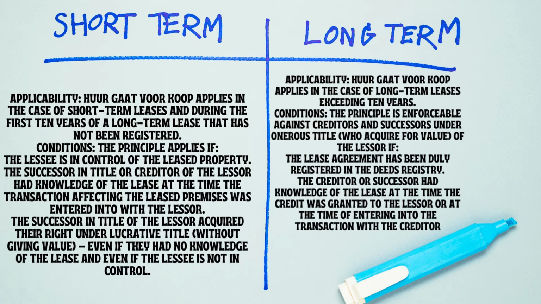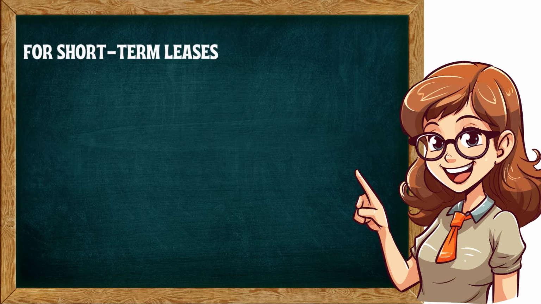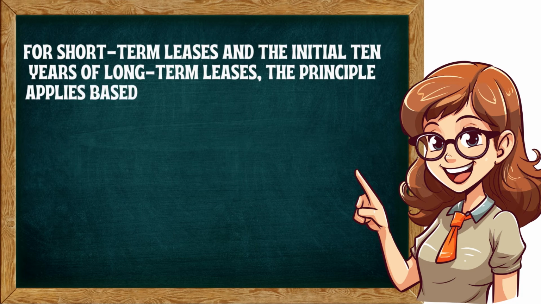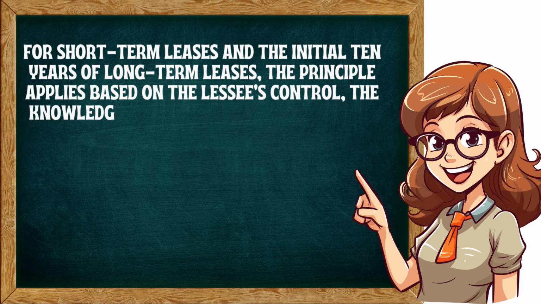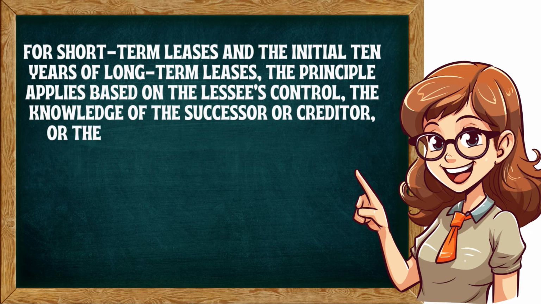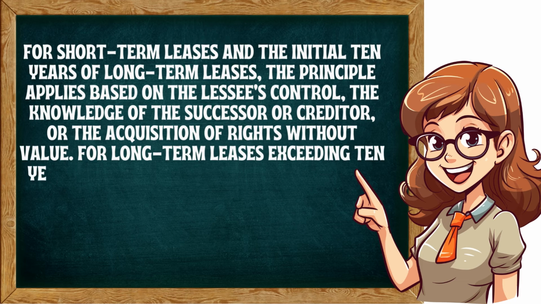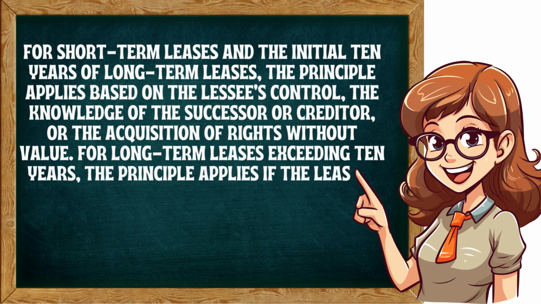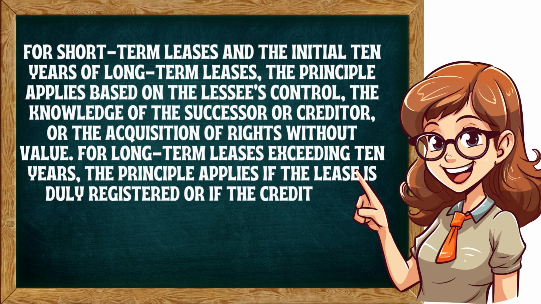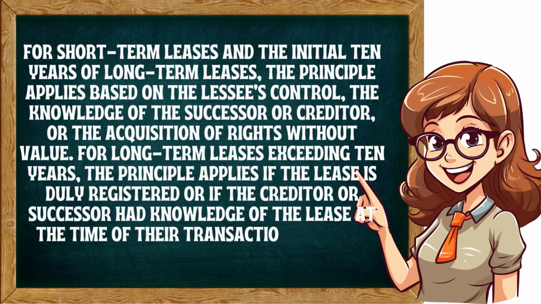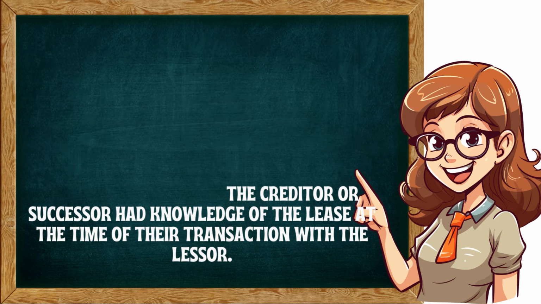In summary, for short-term leases and the initial 10 years of long-term leases, the principle applies based on the lessee's control, the knowledge of the successor or creditor, or the acquisition of rights without value. For long-term leases exceeding 10 years, the principle applies if the lease is duly registered or if the creditor or successor had knowledge of the lease at the time of their transaction with the lessor.